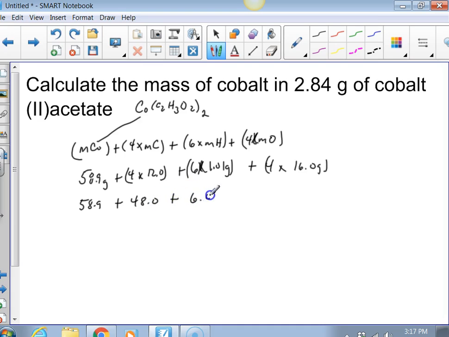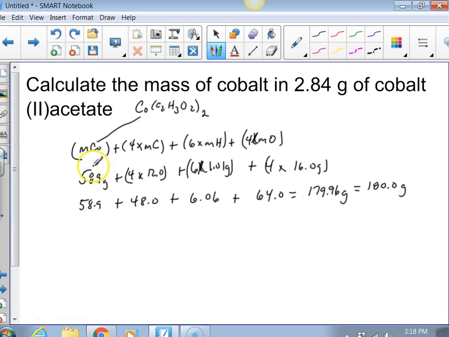So this is 58.9 plus 48.0 plus 6.06 plus 64.0. So that comes to 58.9 plus 48 plus 6.06 plus 64. That comes to 179.96, which we'll just call 180.0. Okay, and that would be grams.